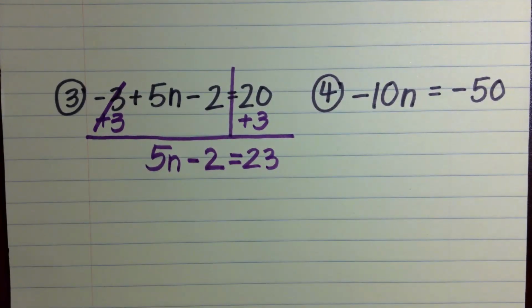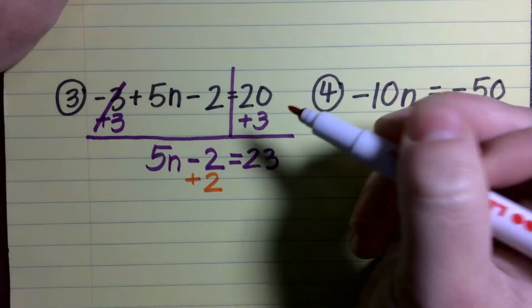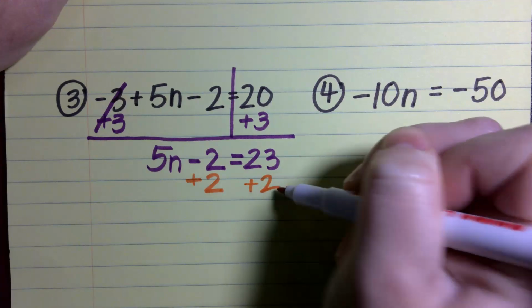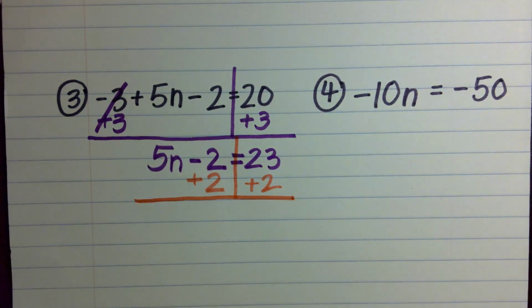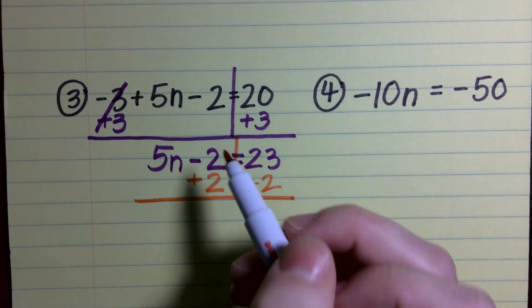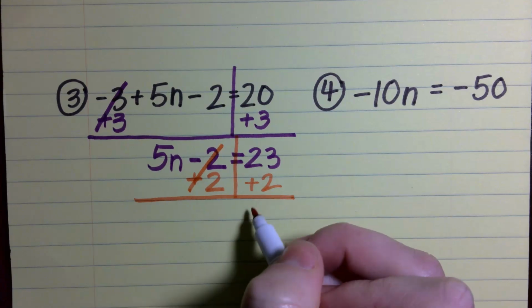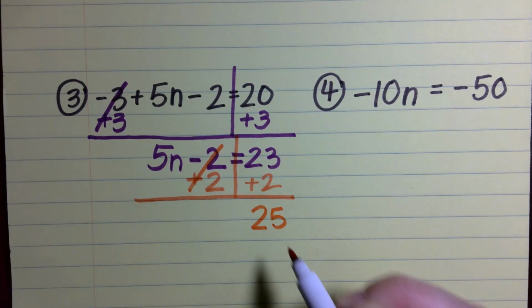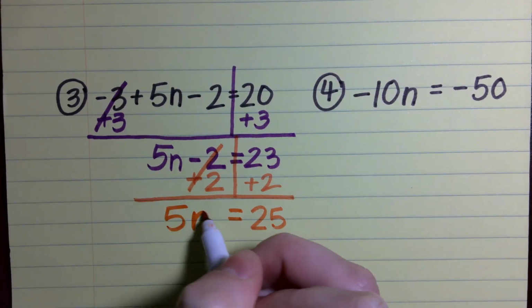What should I do first? Yeah, we want to still work on our addition and subtraction first. So we want to get rid of that minus 2. How do we do that? Plus 2. I'm going to do plus 2 here. And yes, under the 23 as well, because that's the other side of our equation. All right, what happens next? Cancel our 2's. Yes, add the 2 to the 23. Absolutely, that gives us 25. Equals, and bring the 5n down.